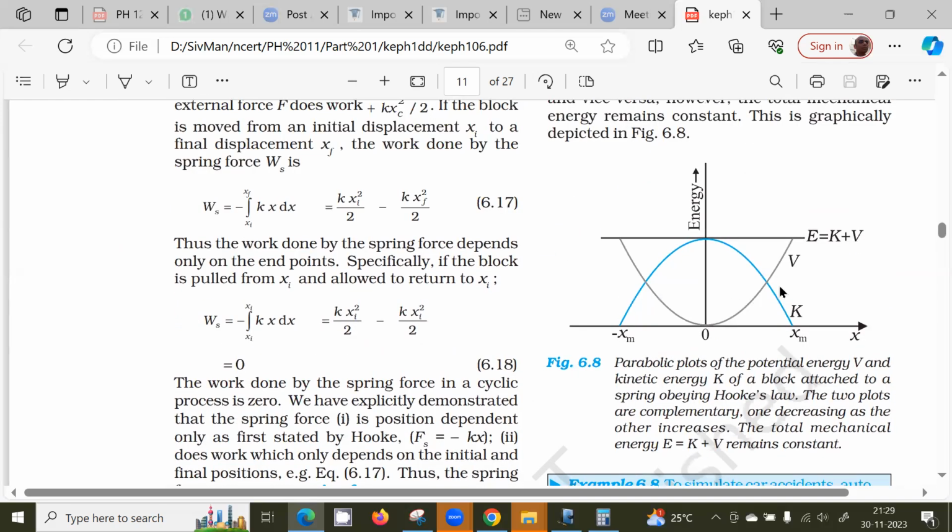So this also I discussed while discussing SHM. Velocity will be minimum at the turning point, which is the extreme point, where the kinetic energy will be 0. Velocity is maximum at the mean position, because after that the direction of the force will oppose the motion. The potential energy is opposite, half kx square, so it's maximum at the extreme point. This blue curve is the velocity or the kinetic energy, so it's minimum at the turning point, which is xm.